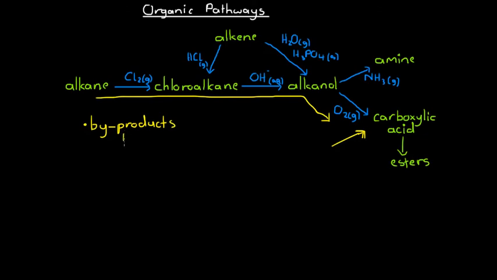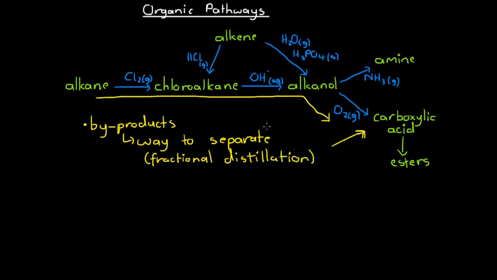So what we need is a way to separate our unwanted byproducts. Probably the most common one of those is fractional distillation, and we'll go through how that works in another video. But fractional distillation is a very useful way for us to separate, for example, our different chloroalkanes so that we can get the one that we want.